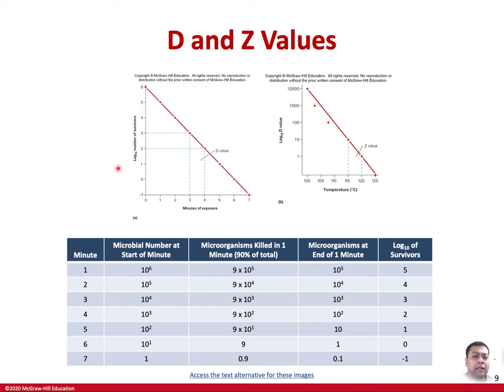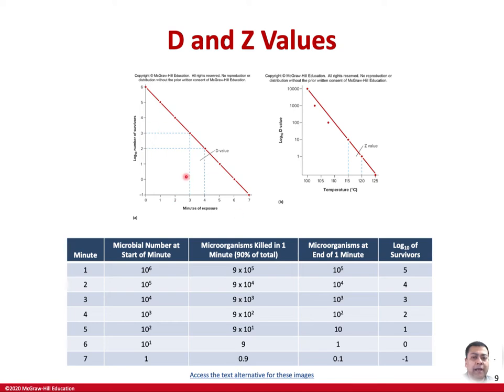The plot on the left-hand side shows an exponential plot of the survivors versus the exposure to heating at 121 degrees Celsius. This is a straight line from 10 to the power 6 microorganisms at 0 minutes to 10 to the power -1 microorganisms at about 7 minutes. So in this example, the D-value is 1 minute. The data is tabulated right here.